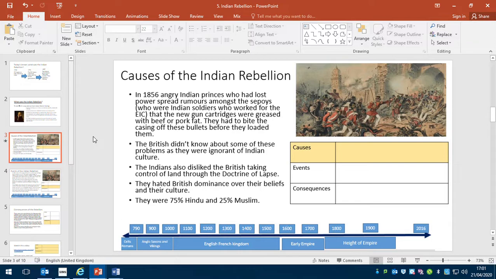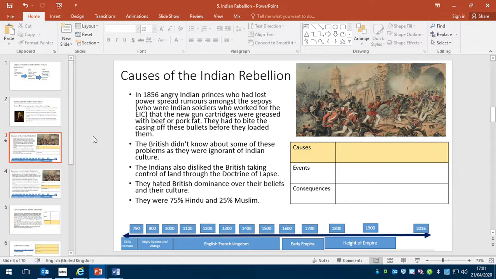So, one cause is the new gun cartridges. A second cause is the British just don't understand. They don't think about the fact that the beef fat and the pork fat is going to be such a big issue. So they're ignorant. So your second cause is the British being ignorant.